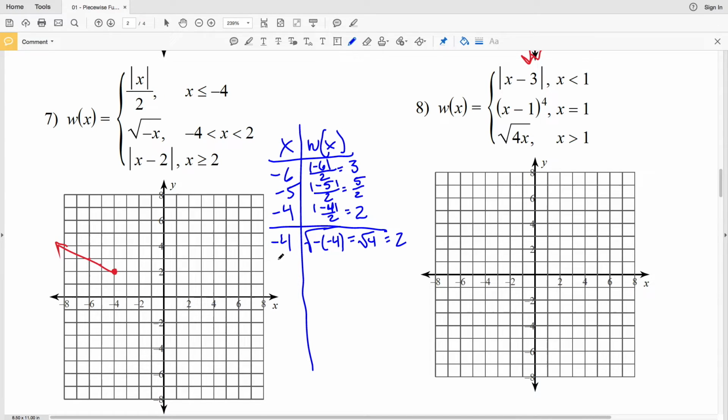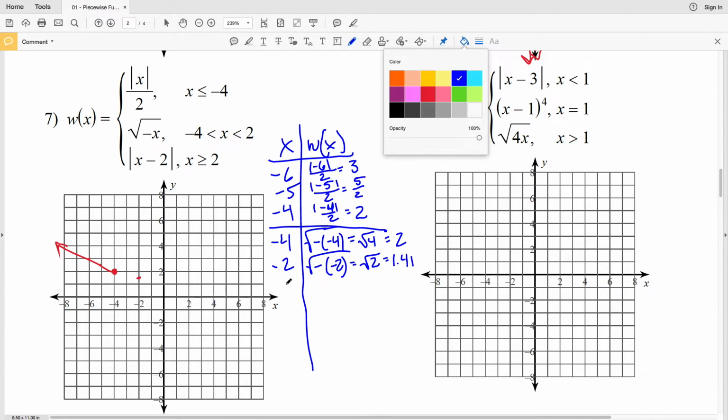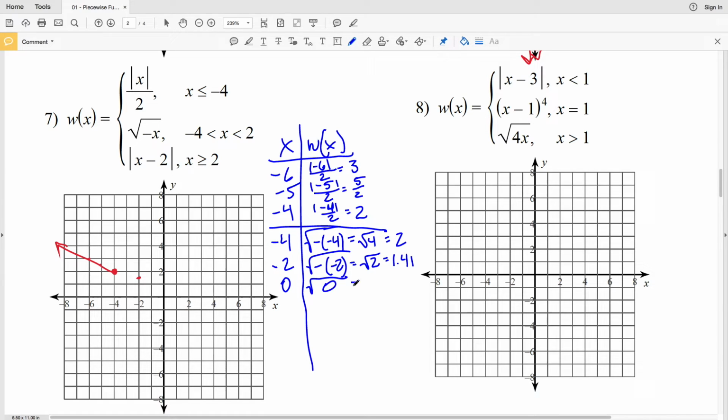So -4, 2. Next, I'll go to -2, so I'll have the square root of the opposite of -2, which is equal to the square root of +2, which is approximately 1.41. So I'll plot that, -2, 1.41, and then I'll go to 0. So the square root of 0 is equal to 0. And then notice that when I enter in 1 or 2, the square root of a negative number is not real. So I will not be able to plot anything for 1 and 2. So I will stop at 0, 0, because after that, I'm looking at the square root of negative numbers.